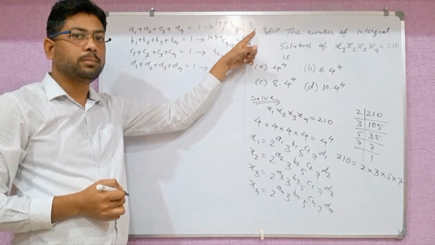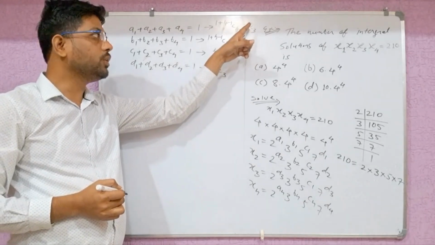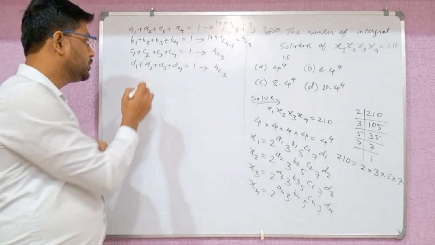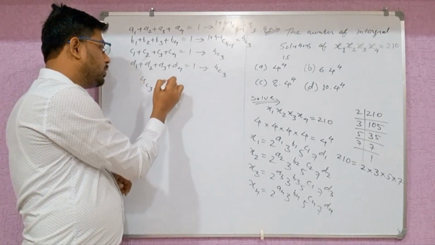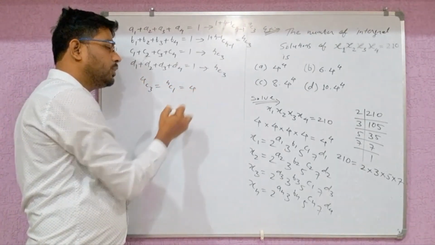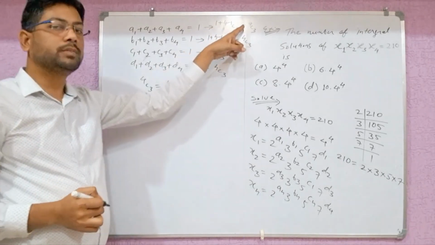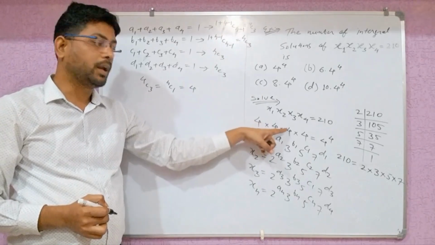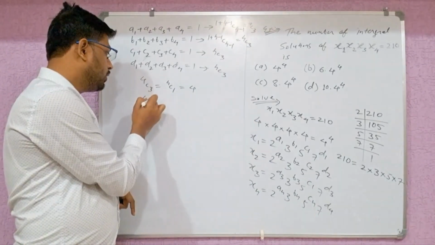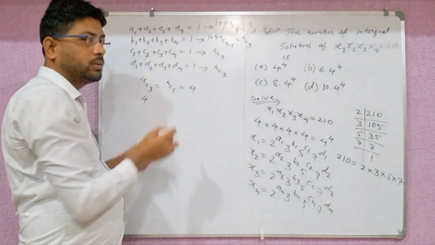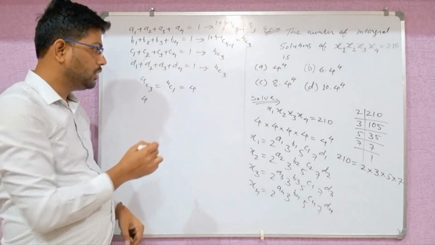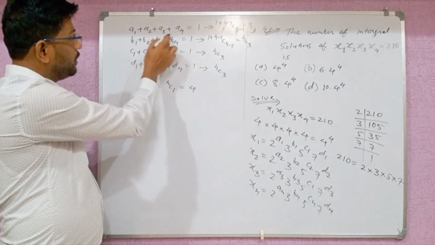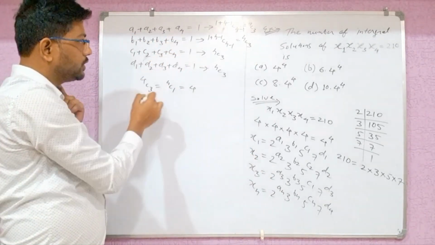Okay, 4C3 means 4C1, which is nothing but 4 only. Here also this will be 4, this will be 4, and this will be 4. So 4C3 is equal to 4C1, that means 4. So the solution of this will be 4, this will be 4, this will be 4, this will be 4. That I have also written here directly. So from here also I will get 4. For the values a1, a2, a3, a4, the solution of this equation will be 4.